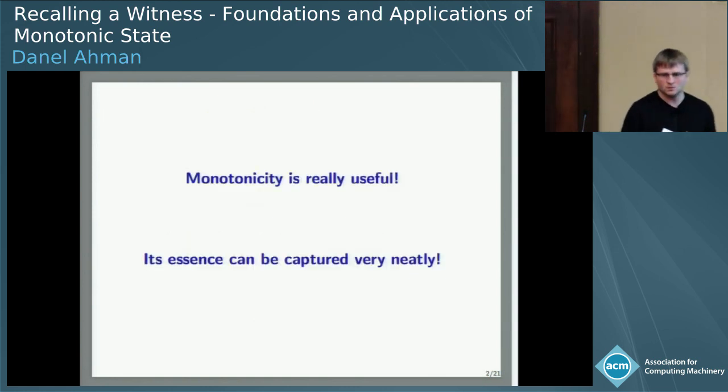So in general, what we claim in the paper is the following two things: that monotonicity is really useful, and we can capture its essence in a very neat and clean way. And as a side remark, compared to the previous talk and probably also the next talk, we decided not to use a super powerful logic like Iris for our development, but rather we start with a very simple Hoare logic and then extend it to account for monotonicity, but in as principled a way as possible, and to make the extension as small and clean as possible.